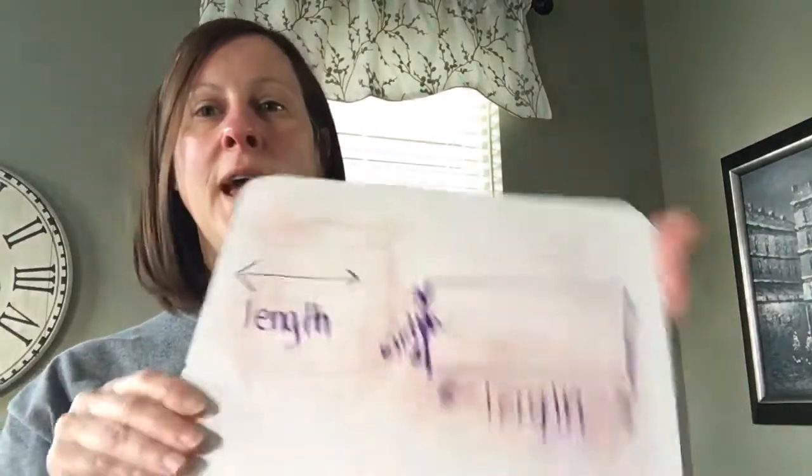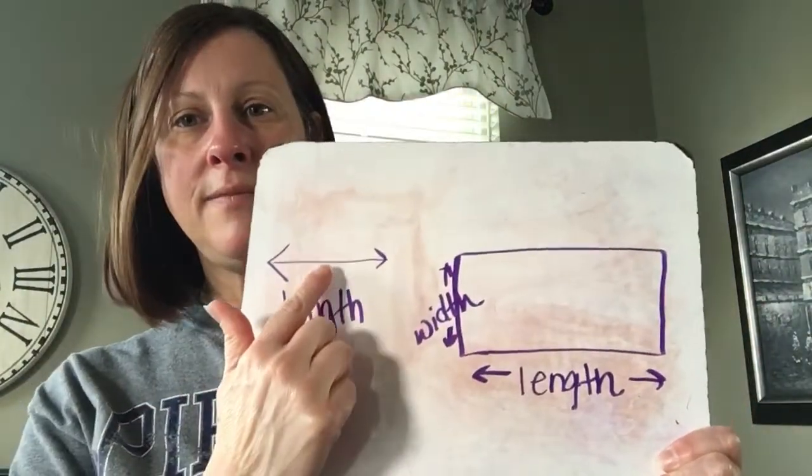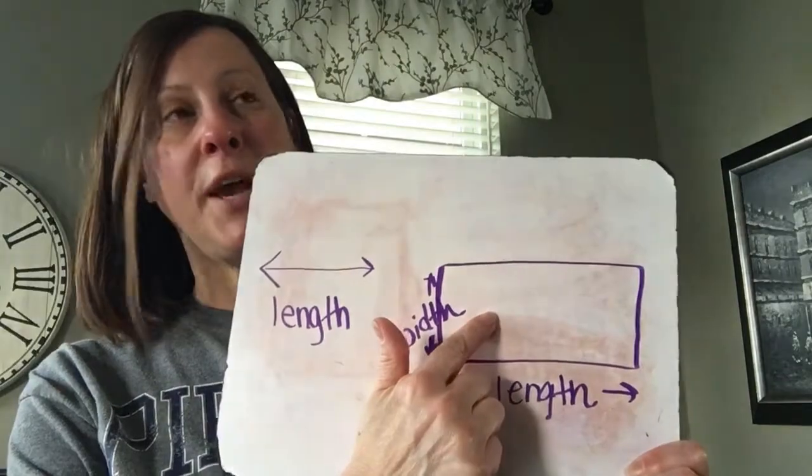Today I'm going to talk about volume and finding volume using cubes. We're going to talk about how to count unit cubes and build solids using cubes, okay? Before we get started, I want to talk about the difference between a plane figure and a solid figure, okay? I have a drawing here, and I have a line, and I have a rectangle.